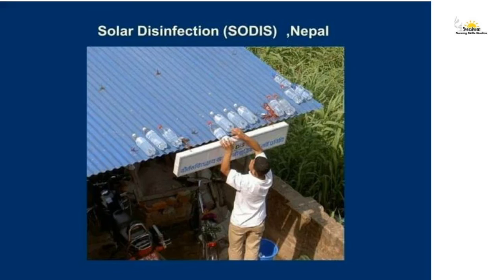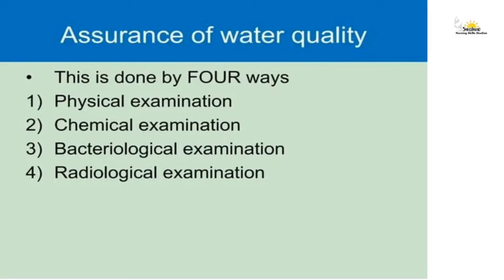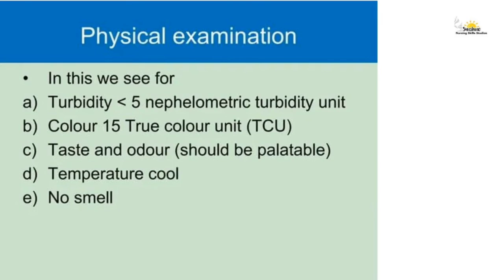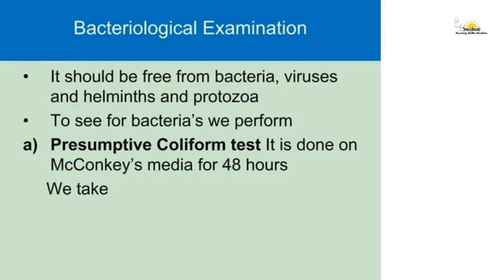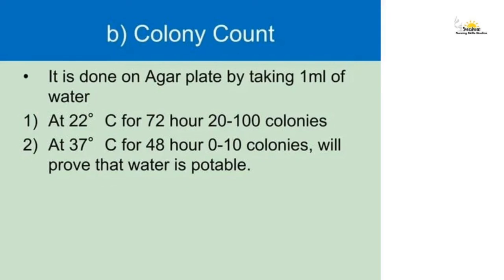Now, the assurance of water quality can be checked by physical examination, chemical examination, bacteriological examination, and radiological examination. Under physical examination, we look at turbidity, color, taste and odor, temperature of the water, and also the smell. Under chemical examination, we check the level of pH, chloride, iron, sodium, hardness, copper, zinc, lead, etc. Bacteriological examination, as we all know, checks that the water is free from bacteria, viruses, helminths, and protozoa.